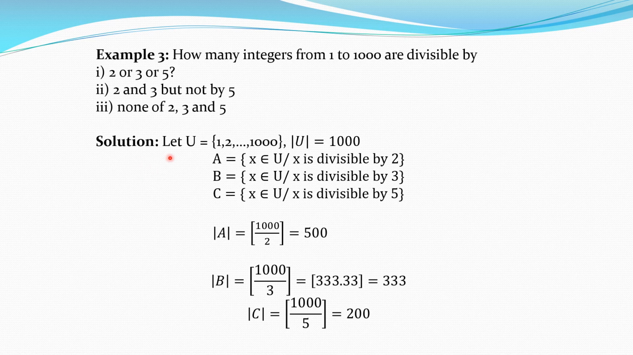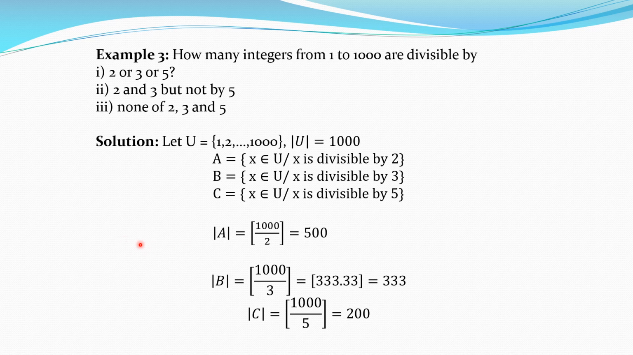So "either or" is nothing but union. So we need to calculate the cardinality of A union B union C. But to use that inclusion exclusion principle, first we calculate the cardinality of A, cardinality of B, cardinality of C. Then the cardinality of A intersection B, B intersection C, A intersection C, and then the cardinality of A intersection B intersection C, because all these values we require in the inclusion exclusion principle.